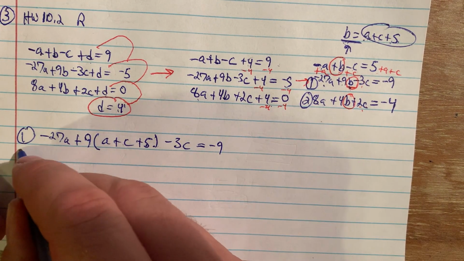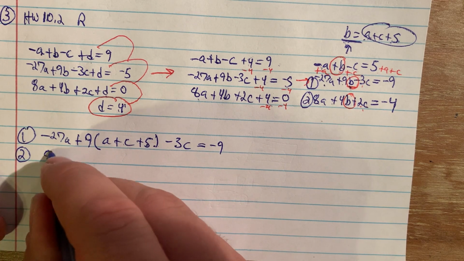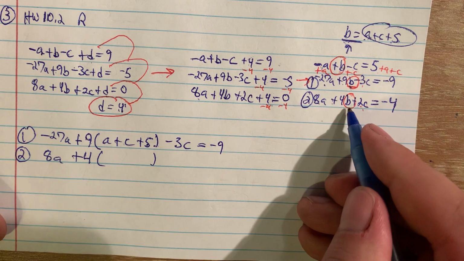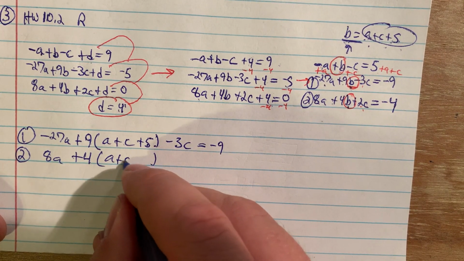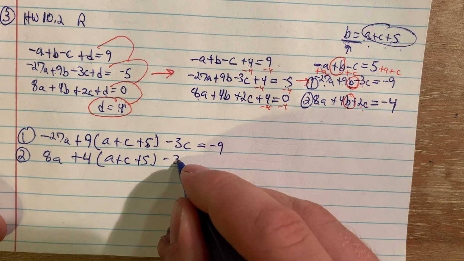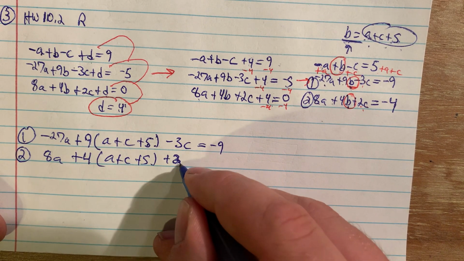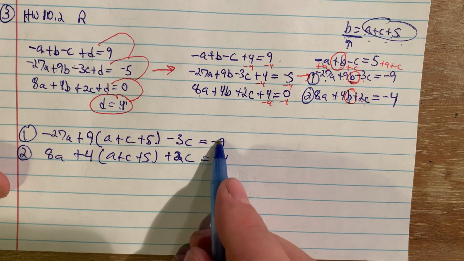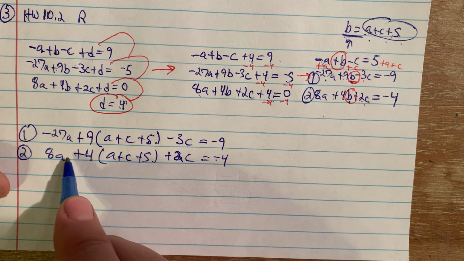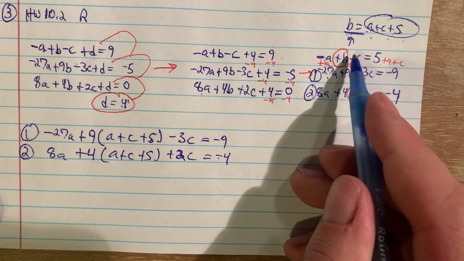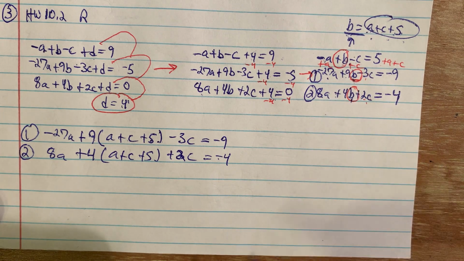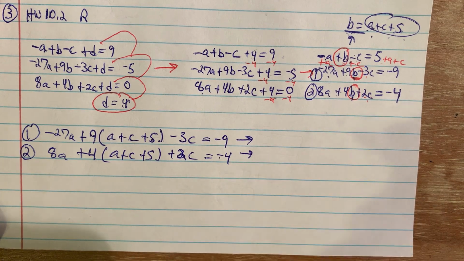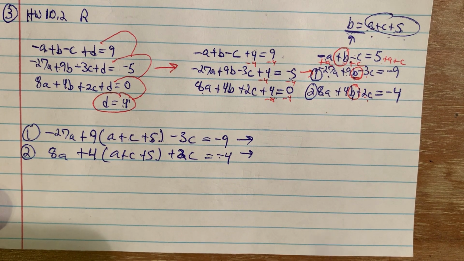And this second equation, 8a plus 4b, so it's 4 times b, which is a plus c plus 5, plus 2c equals negative 4. And now we have 2 equations with just a's and c's. There's no d's, there's no b's. Each time you substitute one of the variables into all the other equations, you end up with 1 fewer equation with 1 fewer variable. And after we do the simplifying, it'll look just like a nice Algebra 1 level equation.